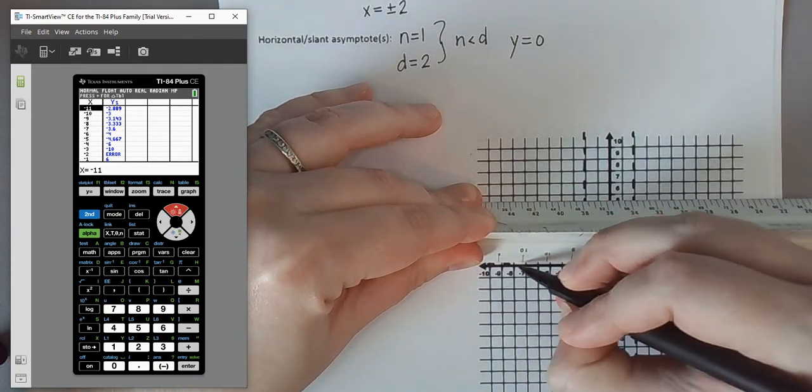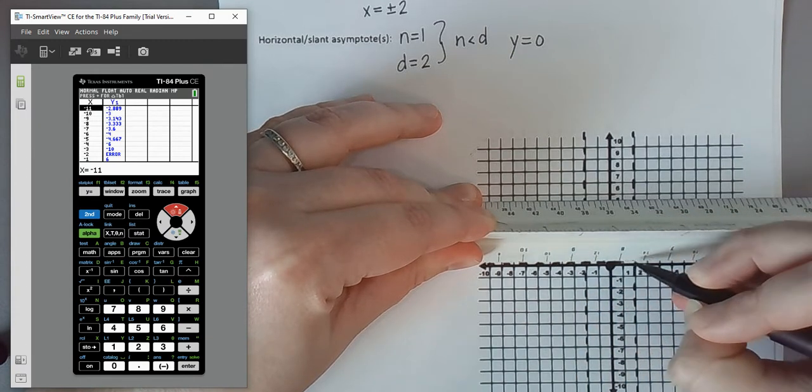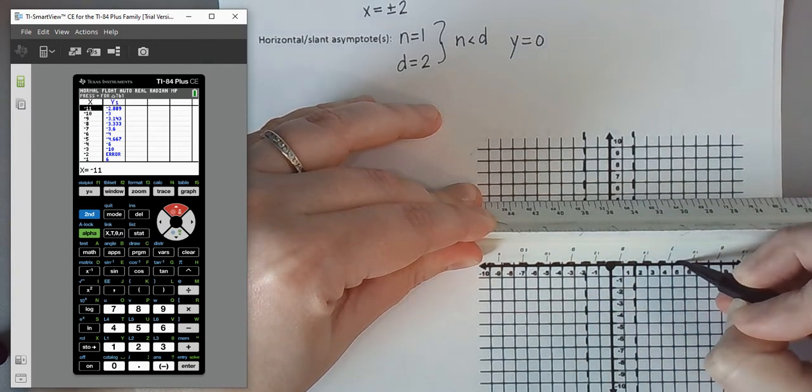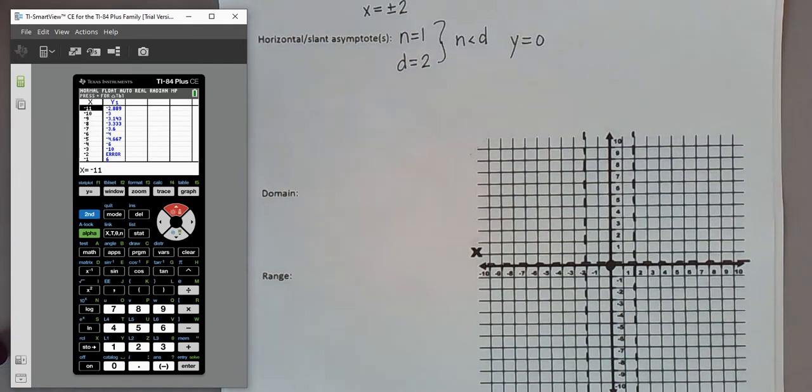And then we also have our horizontal asymptote. I'm going to graph it slightly above the x-axis so we can actually see it. Make sure you graph it in such a way so that it's not directly on the axis so you can actually see the line. There we go.